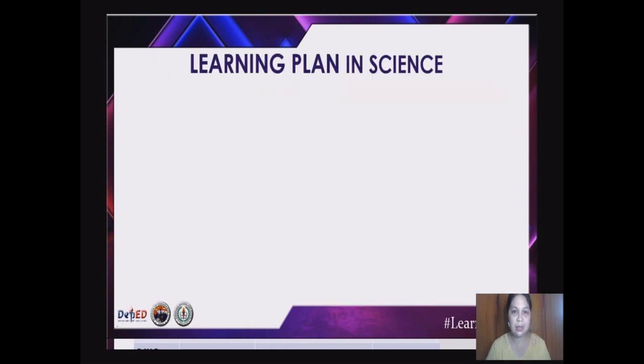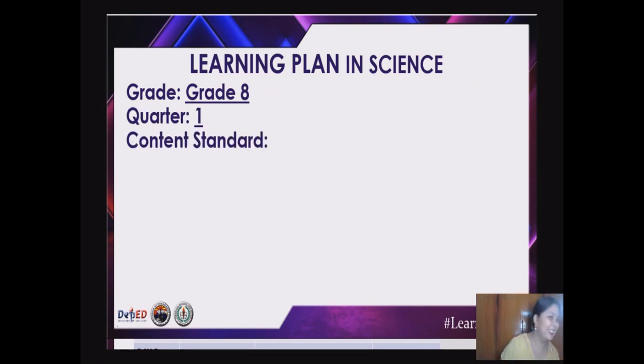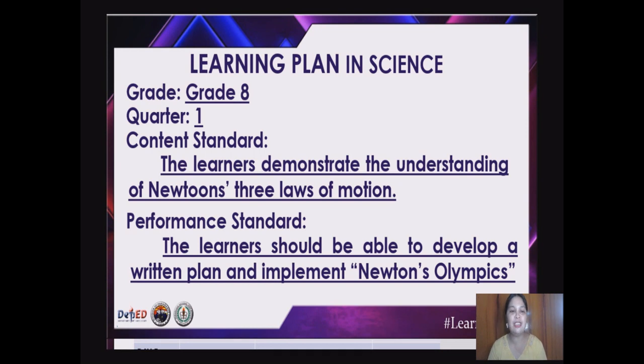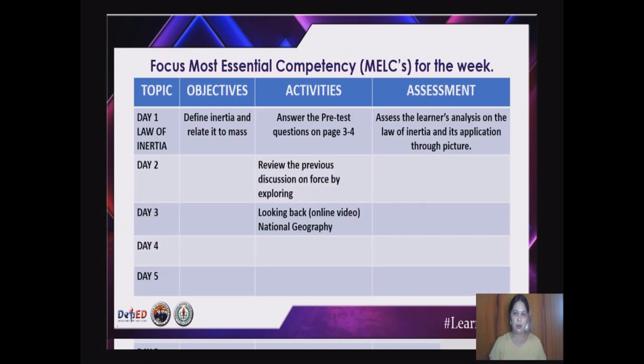Let's take a look at the next example, a learning plan in science. Grade level, quarter. For the content standard, the learners demonstrate understanding of Newton's three laws of motion. For the performance standard, the learner should be able to develop a written plan and implement Newton's Olympics. So again, what are the four important parts of our LP? We have number one topic, objectives, activities, and assessment.